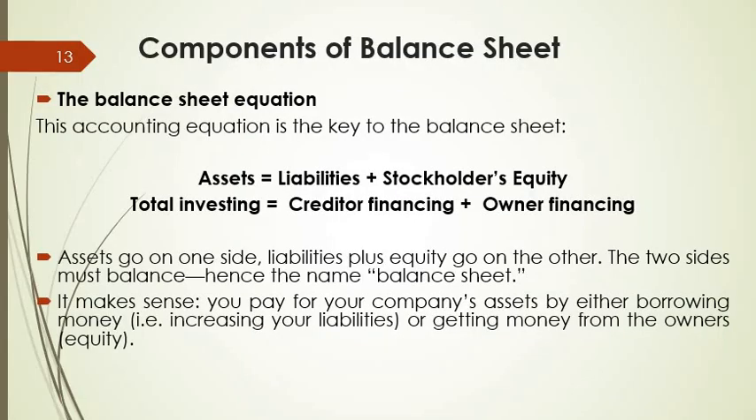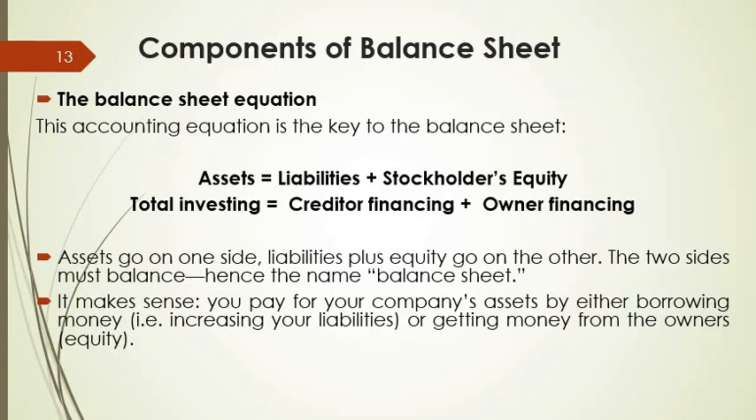This is the balance sheet equation. You can write it in terms of assets, liabilities, and stockholder equity. You can also write it in terms of total investing, which is the investment in the assets, and the total is equal to creditor financing, which you have borrowed from a financial institution or issued as any form of debt, plus owner financing, which is again the stockholders' or shareholders' equity.